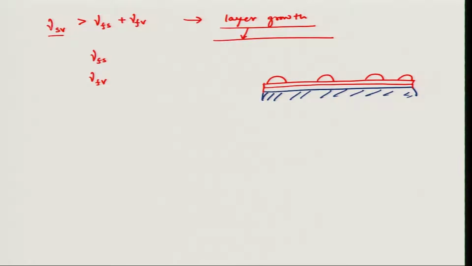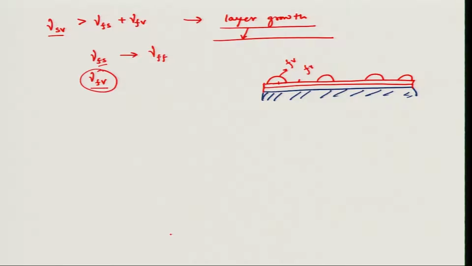Then the interplay between the two, either the film-substrate interaction is high or the film-film interaction is high. So, in this case this will become gamma FF, between the film and film. This interface is film and film because they are the same material, and this is film vapor, and this is also film vapor.